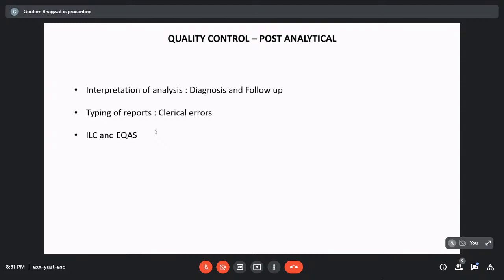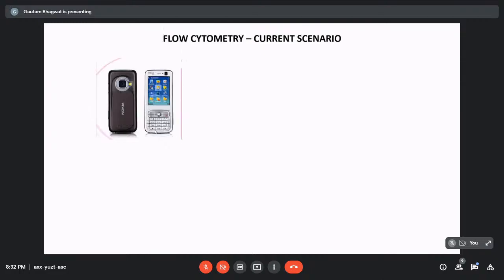There is interpretation of analysis, which is very important. Your diagnosis, your follow-up, you should correlate it clinically, you should correlate it with your morphology. In this way, you can have a correlation telling you that yes, your analysis is correct. You have to check there are no clerical errors during typing of the report, and a lab must always participate in an interlaboratory comparison or EQAS.